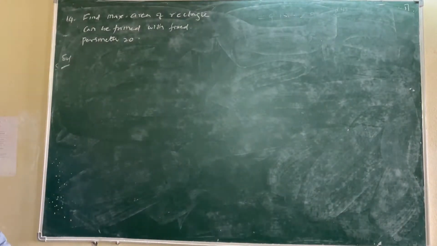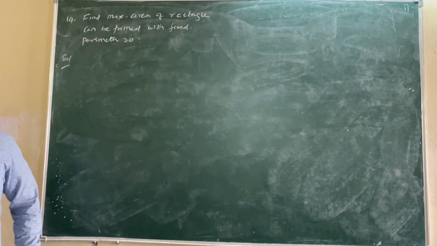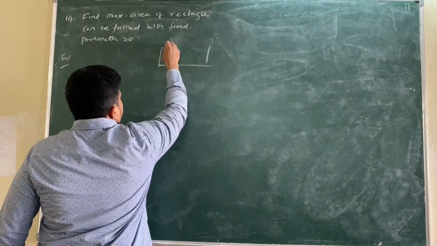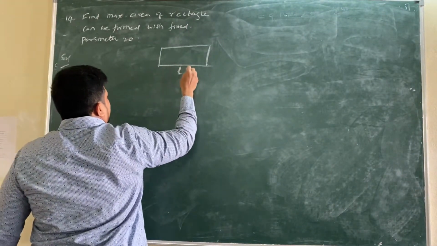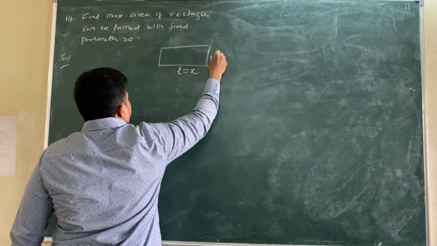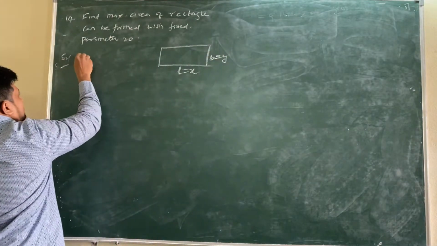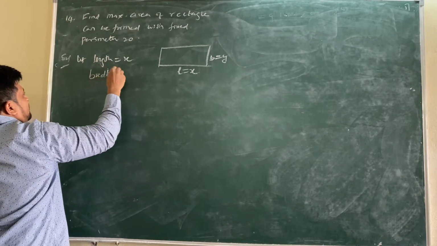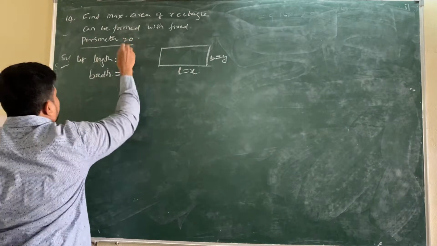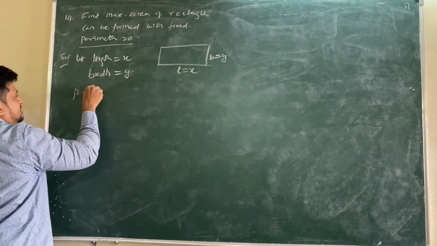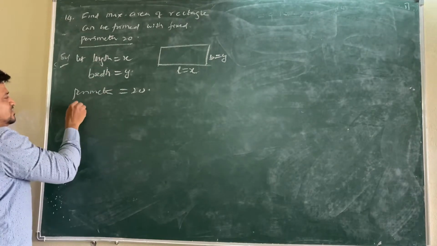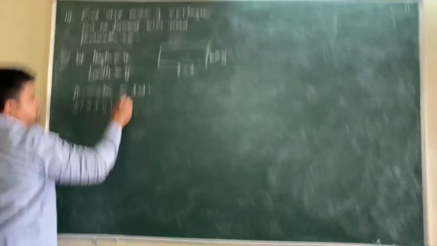Maximum area of rectangle can be found with fixed perimeter 20. They have given a rectangle. Length I will consider to be x, breadth I will consider to be y. Let length of rectangle equal x, breadth of rectangle equal y. They have given perimeter. Perimeter equals 20. Perimeter means adding all the sides, or 2 into L plus B is equal to 20.